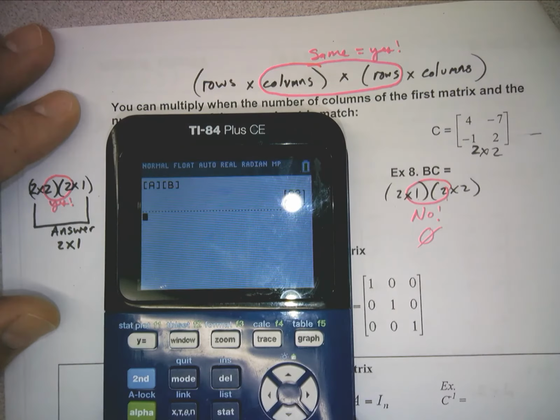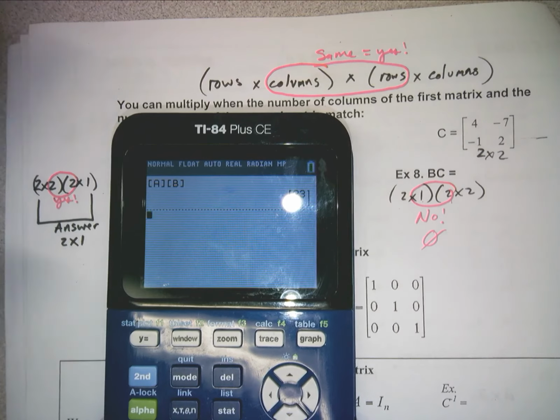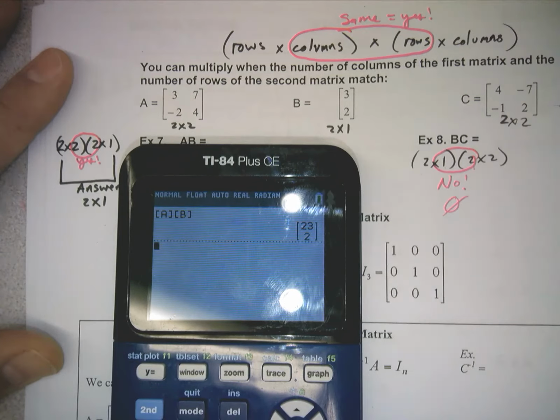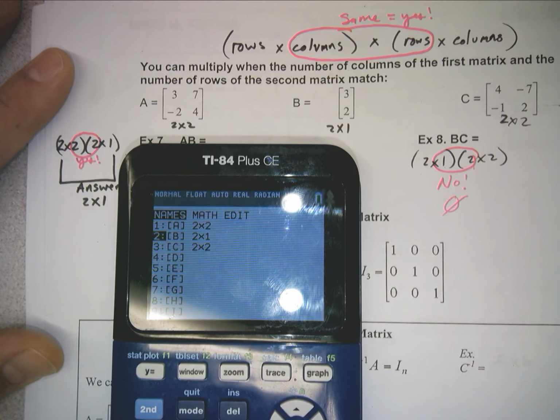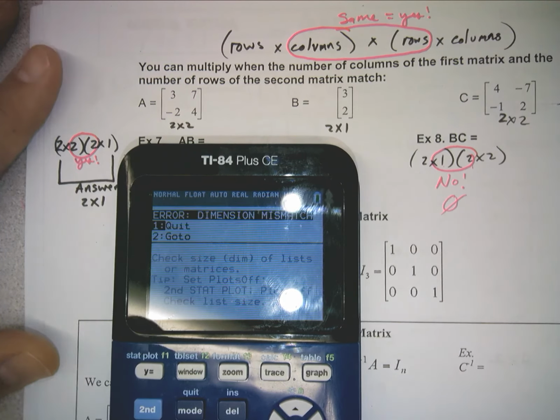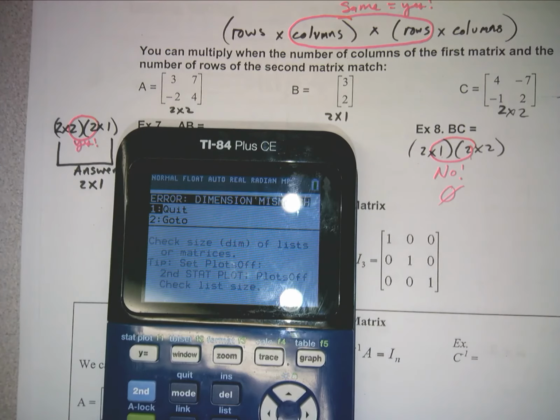If I was not writing down the numbers and I'm just being a robot and not looking, well, I go second matrix B, just so you can see what happens in the calc. Second matrix C. So I go BC, press enter, and you get a dimension mismatch. The dimensions don't match up, that means you can't do it.